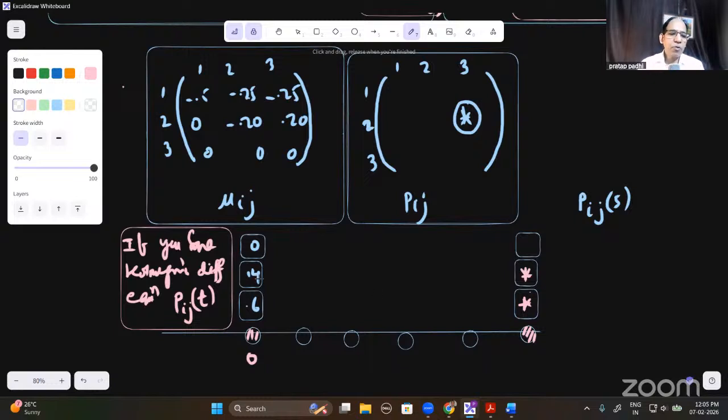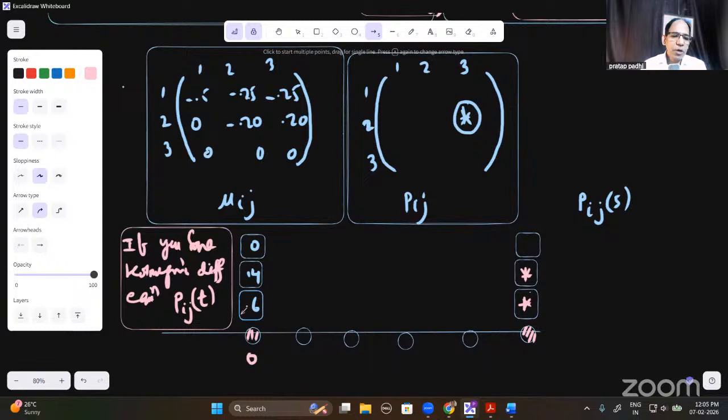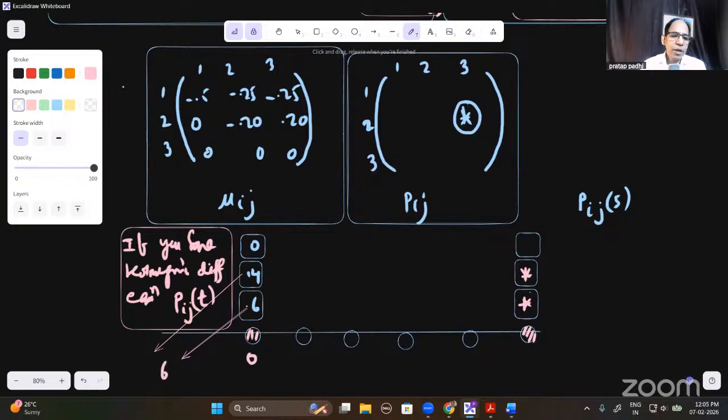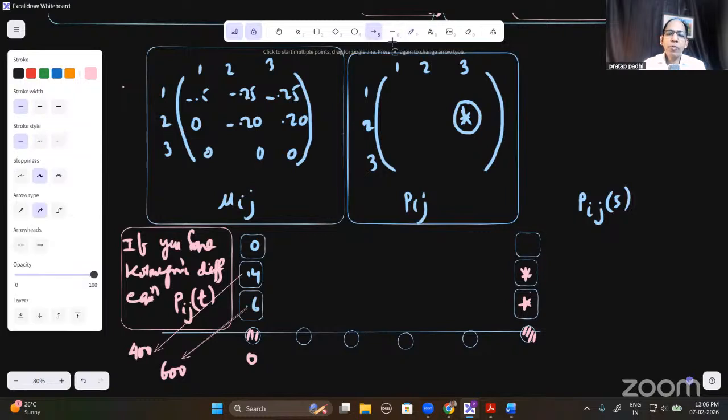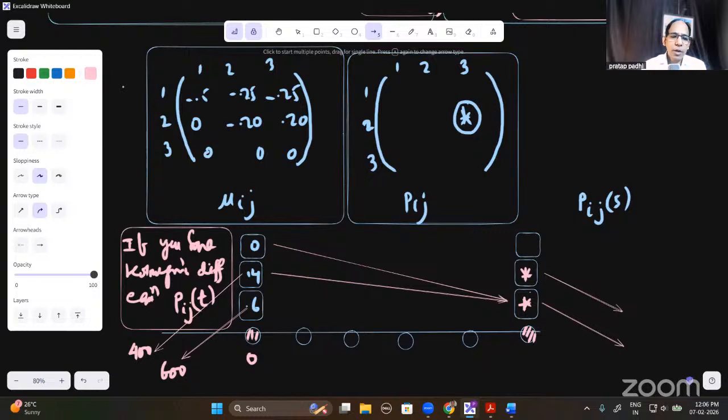60%, 40% means what? What is 60% of 1,000? 600 are here. 400 are here. Once you know this probability, we'll multiply with 1,000 and subtract from 1,000, and automatically get the other. Any two you find, you will get the third one. Now suppose we want to find this. How many will come from here? How many will come from here?